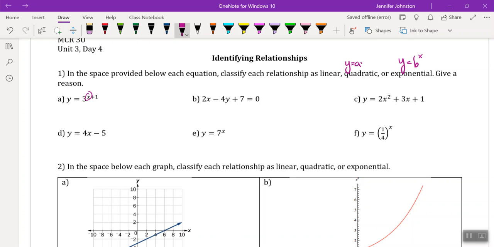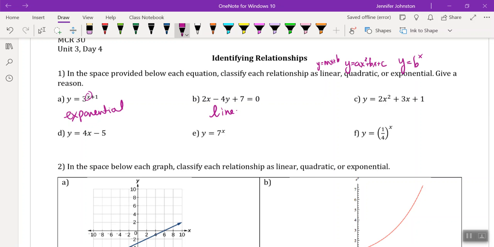Quadratic is like ax squared plus bx plus c. And linears are mx plus b. Right, so this is definitely exponential. Go ahead and try these. Press pause, see if you can get them all.